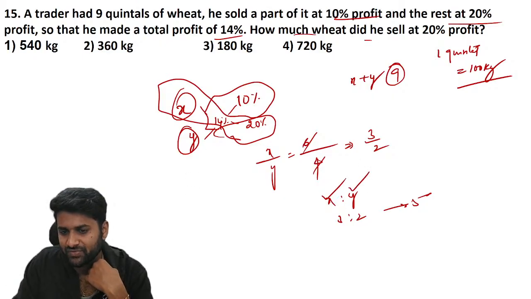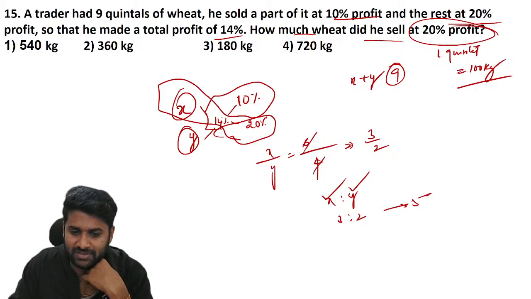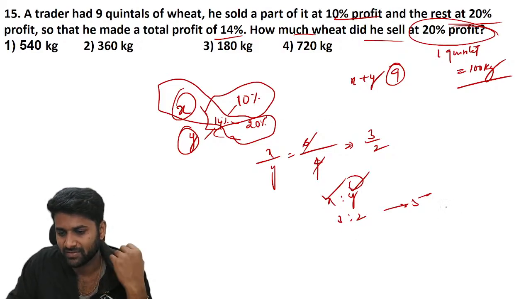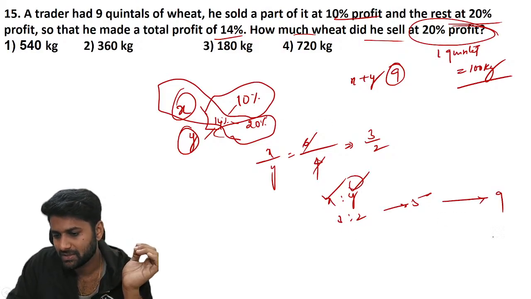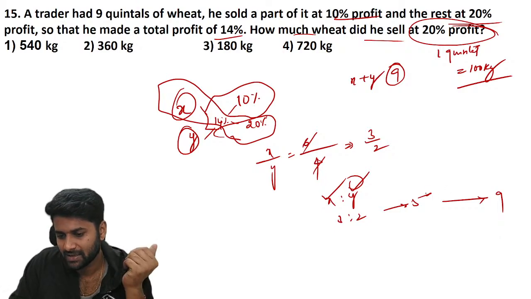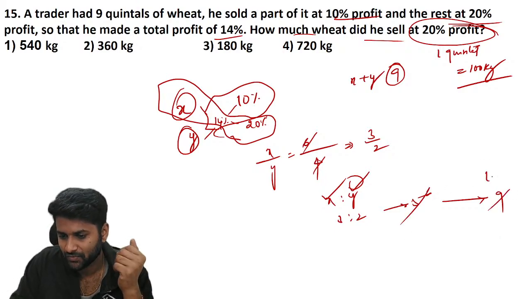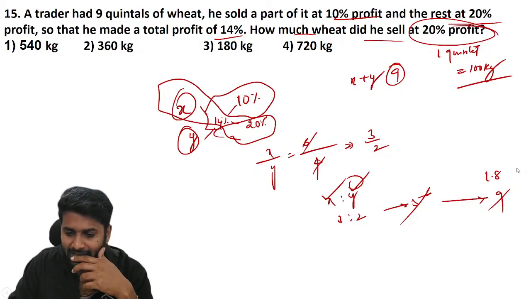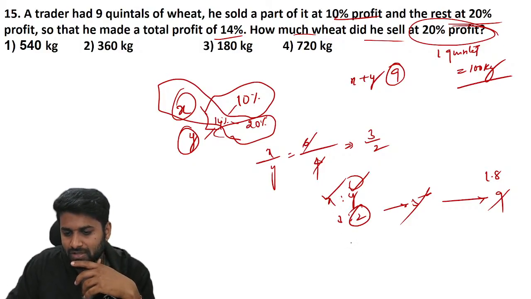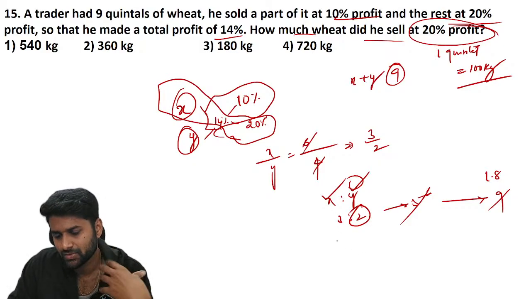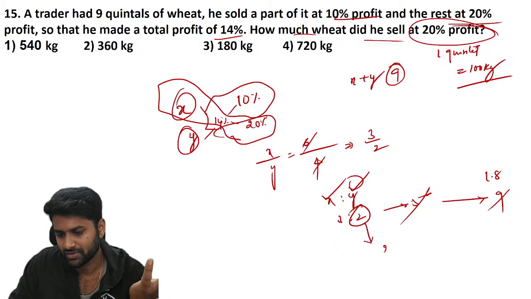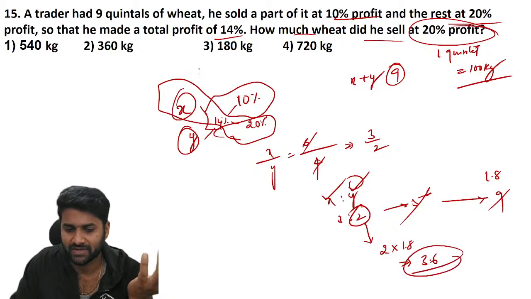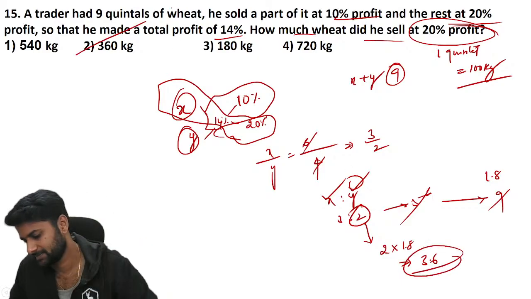Now the question, how much wheat did he sell at 20%? So we have to identify what the y value is. Now the original quintals is 9. Then 5 becomes 9. How many times exactly? 5 times 1.8 is 9, so 1.8 quintal. Now the question, how many quintals did he sell at 20% profit? It's 2 quintals, right? So 2 into 1.8 is equal to 3.6 quintals, which is equal to 360 kg.